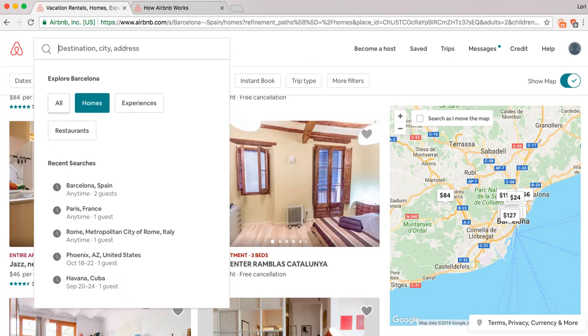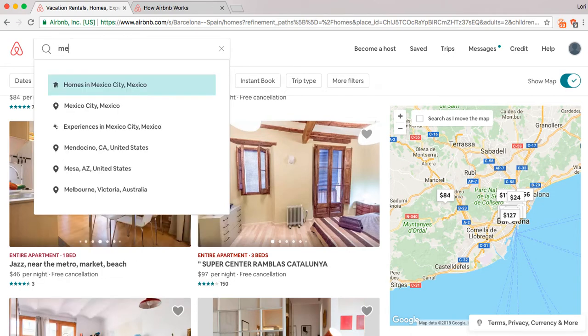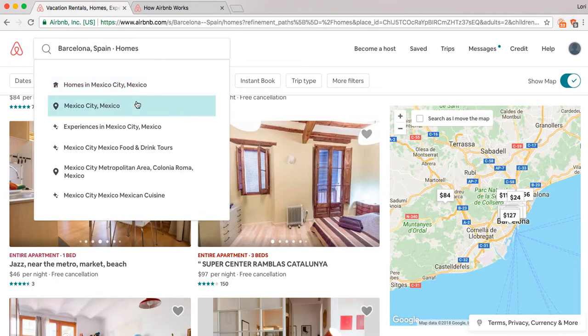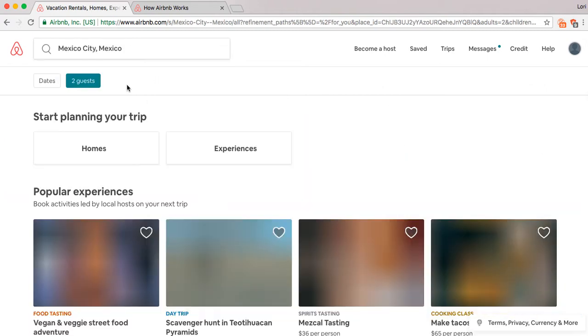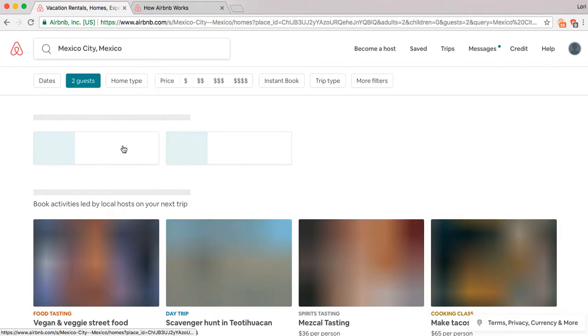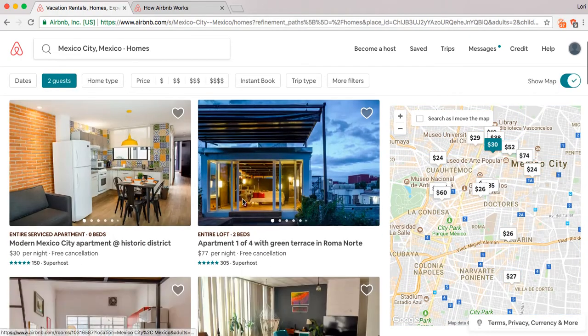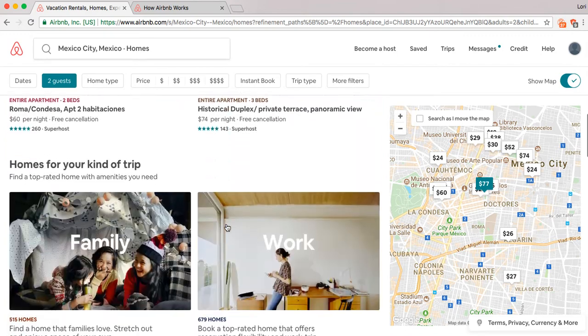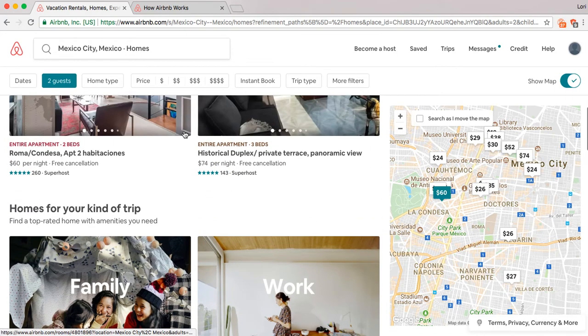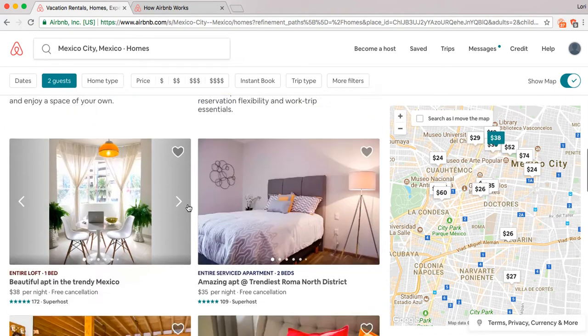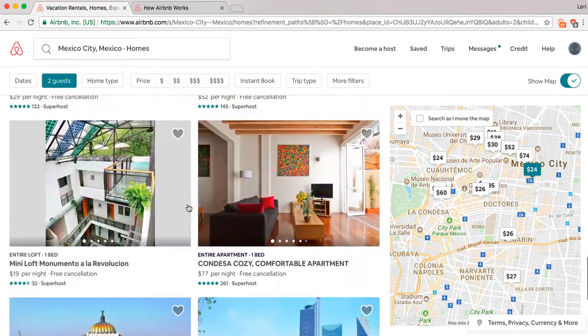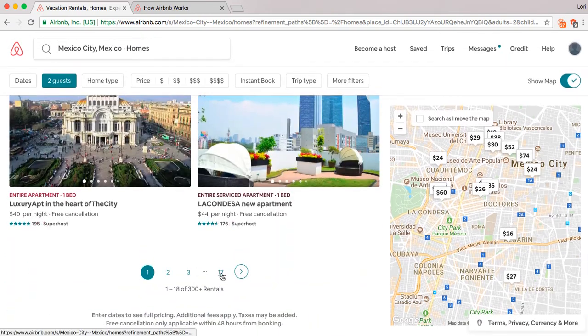Let's try again with a different location. Let's say you're traveling to Mexico City. Same thing for two guests. You go to homes and then you look again for the places that have the least amount of reviews, the places that are basically new out in the market that are going to be able to charge really low amounts in order to get their ranking up.